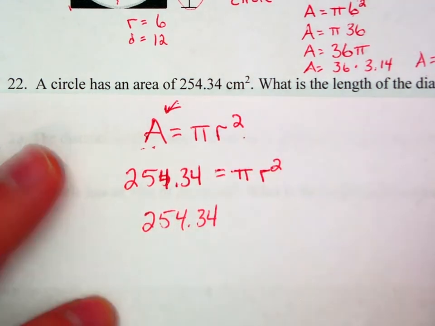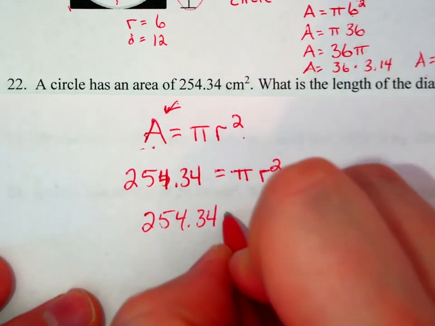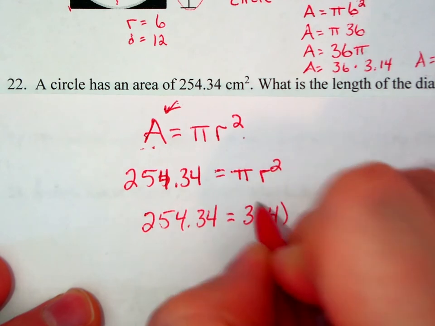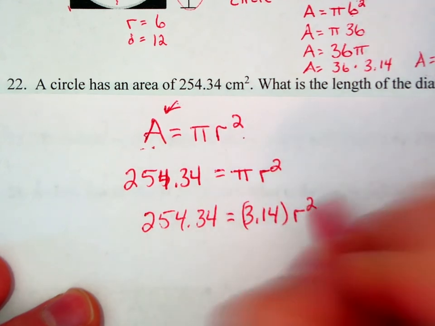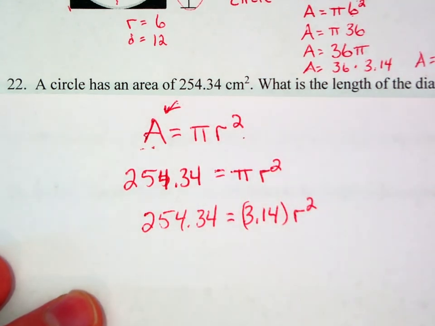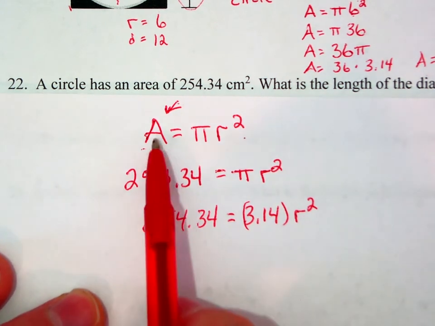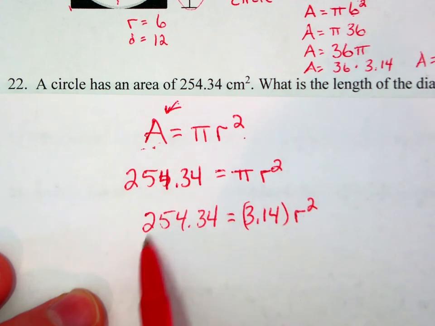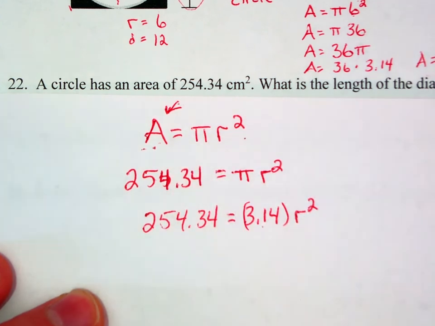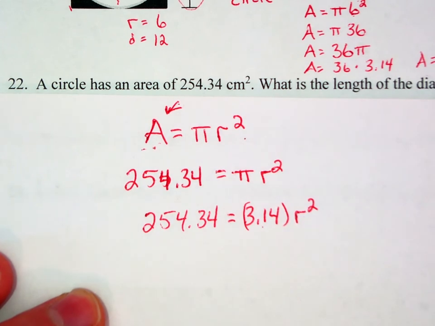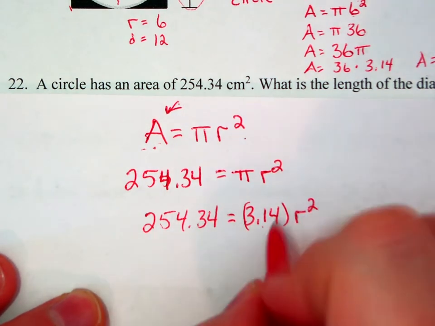254.34. We've been told in class that we're generally going to use 3.14 for our value for pi. We still don't know the radius squared, but now I've reduced the problem to a single variable that we're solving for by plugging in the area for my big A and substituting an approximate value of pi for the pi symbol. That leaves me with one variable that is unknown. And so now we're going to start trying to solve to figure out what that one term is.